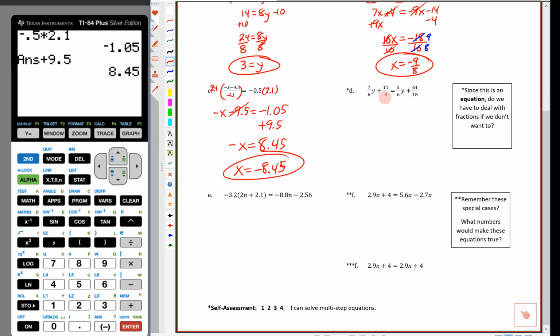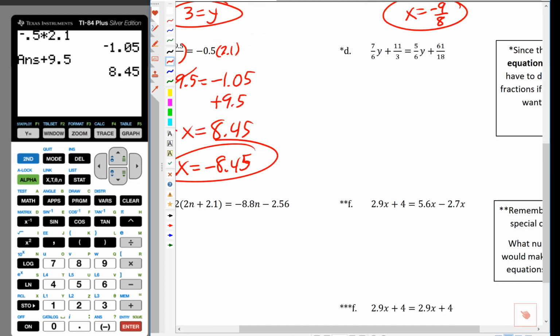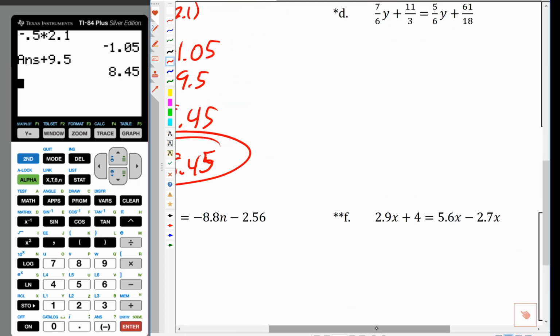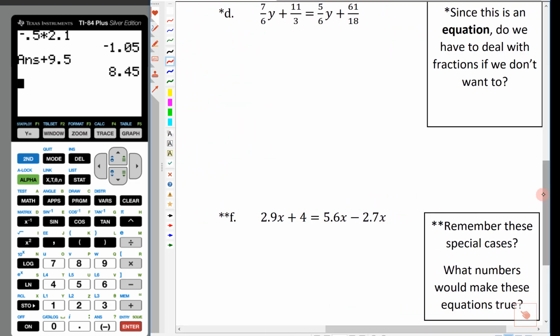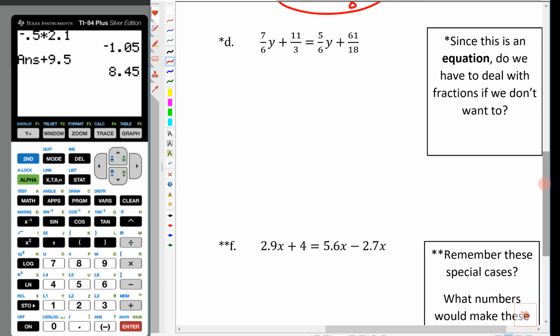Okay, let's take a look at this guy here. I'm going to zoom in on this so we can kind of tell what's going on here and potentially use the calculator also. So this has an asterisk by it, and you'll notice that we've got all these nasty fractions in here. And it says, since this is an equation, notice that we've got that equal sign in there. So because it's an equation, do we have to deal with fractions if we don't want to? And the answer to that is no.